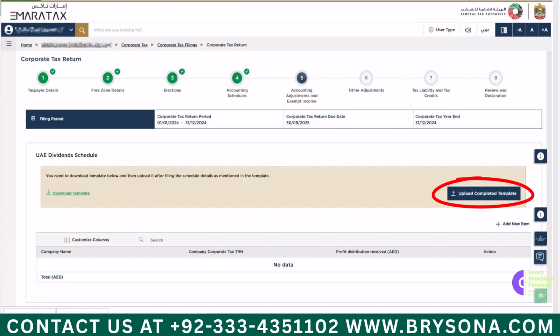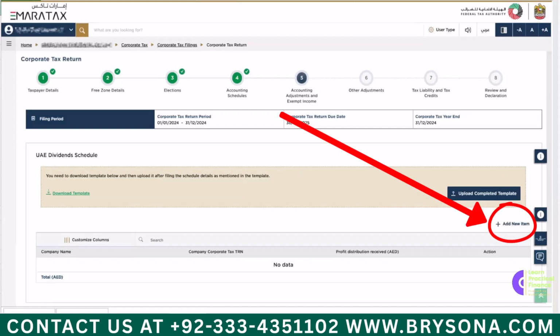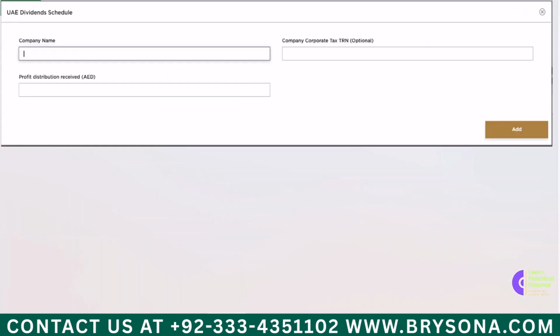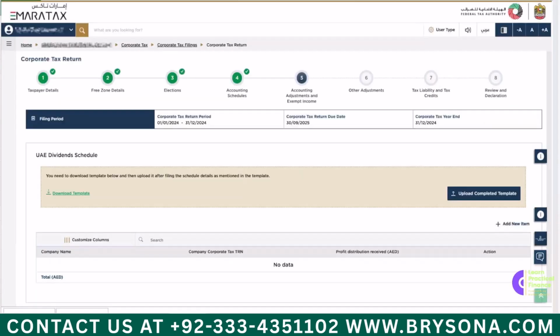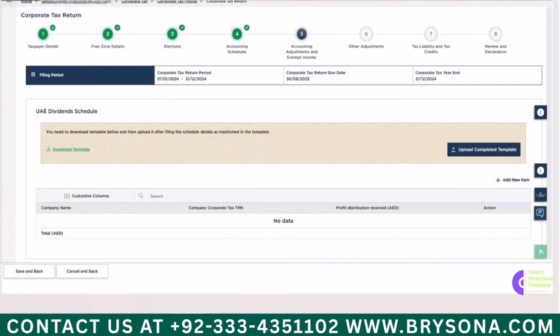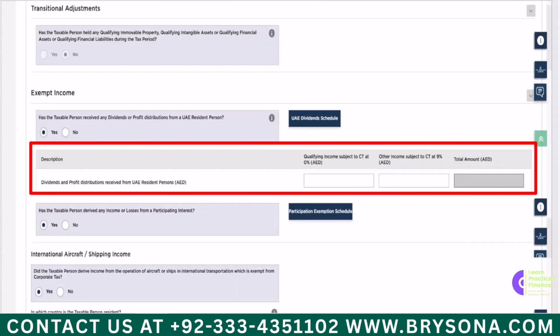Let's see how we can fill it online. Click on add new item. These three boxes are the same as the Excel's three columns. You can simply fill the company name, company corporate tax number, and the profit distribution received. Then you can click on add. The details of the addition will be reflected here. Then you have to click on save and back. The details will then be reflected here.